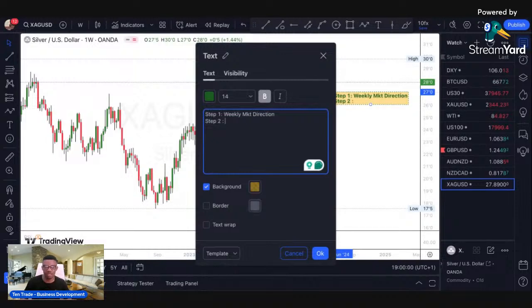Secondly, after setting the weekly market direction, we are going to look for areas of imbalance. First, we establish the weekly market direction. Second, we look for the area of imbalance in the market. Yeah?